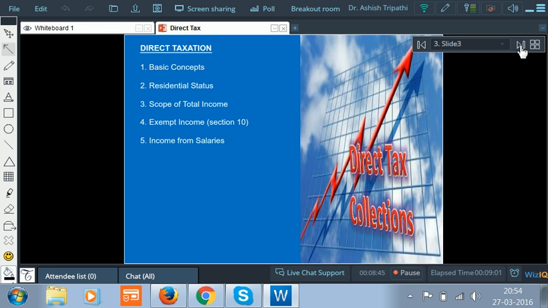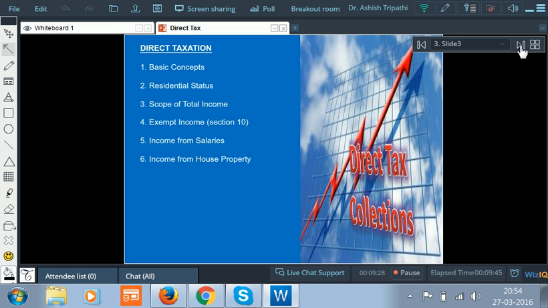Now which income can we take under the head income from salary? If there is an employer-employee relationship, then it becomes income for an employee. The person who pays is an employer and the person who receives is an employee. Such type of income comes under the head income from salaries. So all those income which are connected to salaries, we have to take under this head, income from salaries.